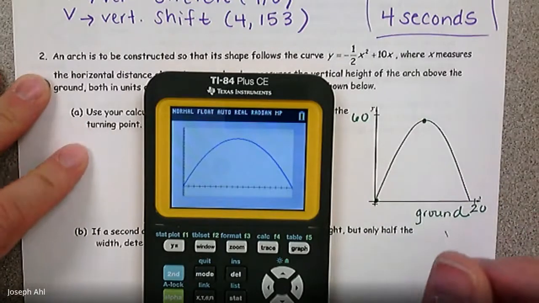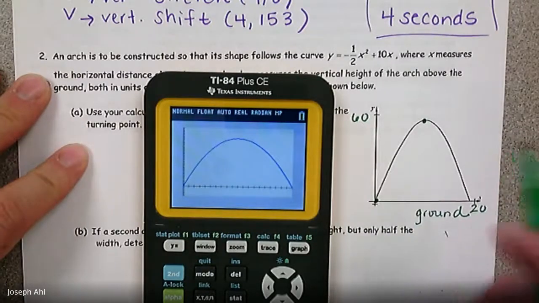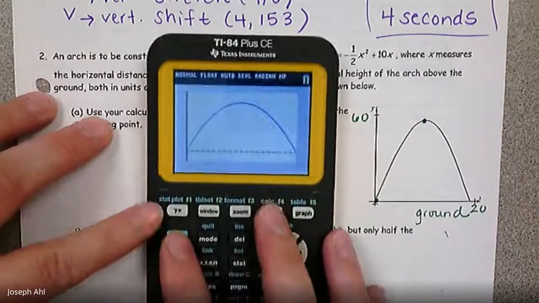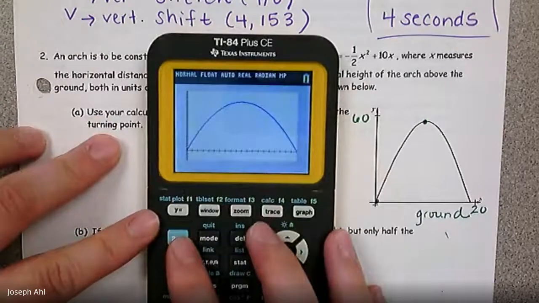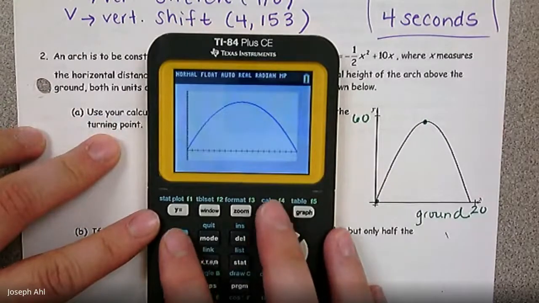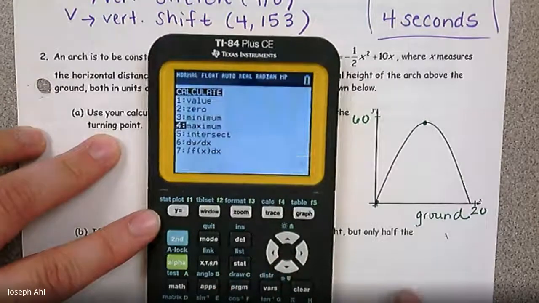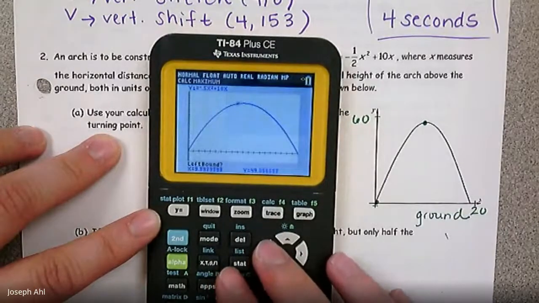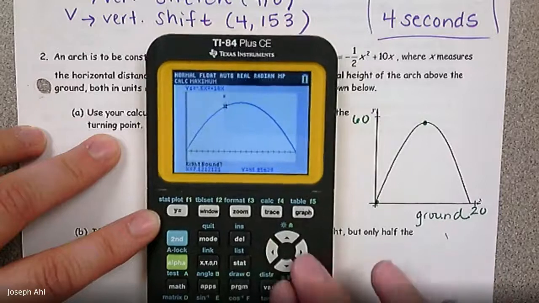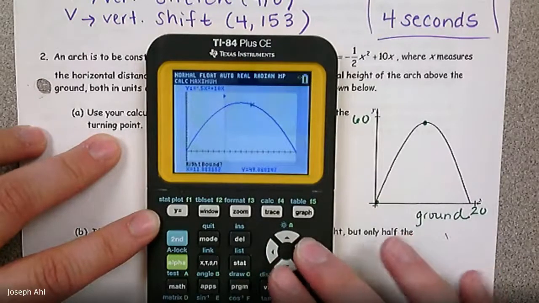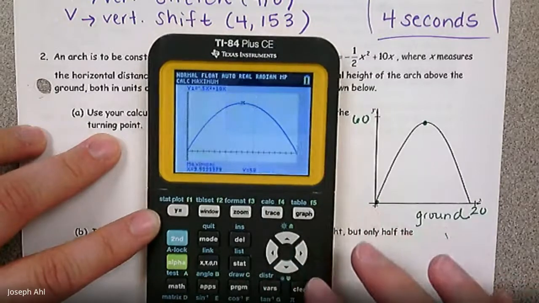But now we can see the turning point. And to determine that turning point, we can do a couple different things. I'm going to calculate that maximum value. If you go to second trace, the calculate menu, we want option 4, which is max. So you need to scroll to the left of the max, hit enter, scroll to the right of the max and hit enter, and then hit enter for the guess.